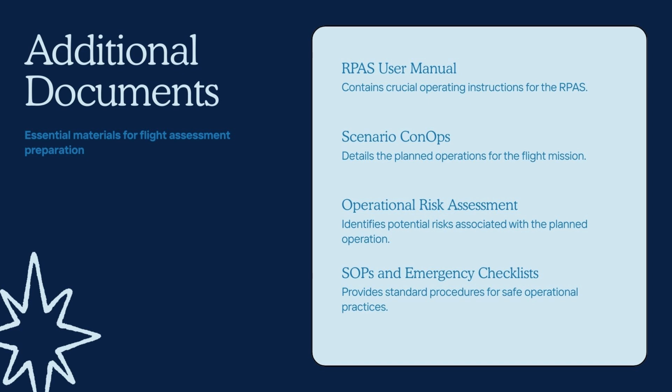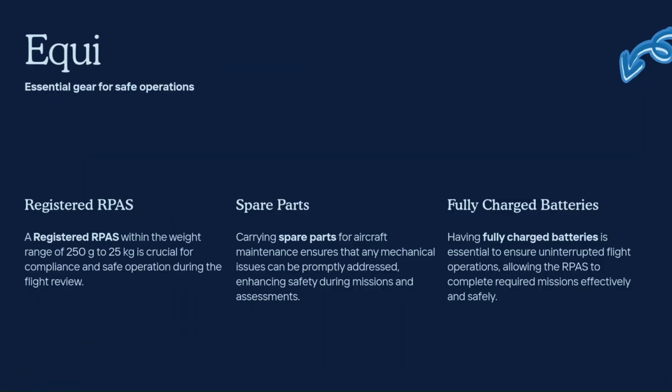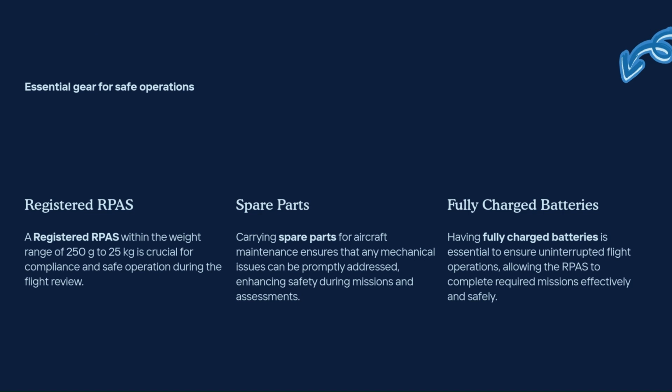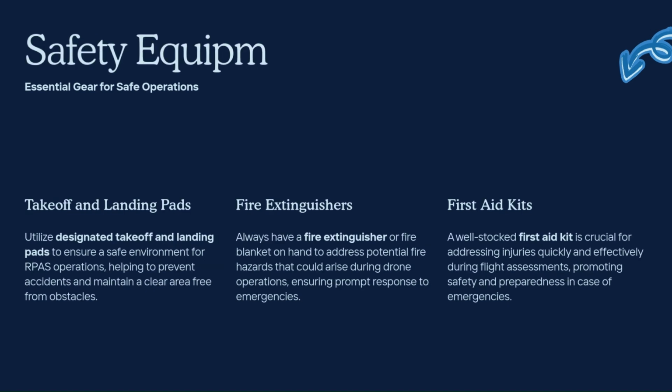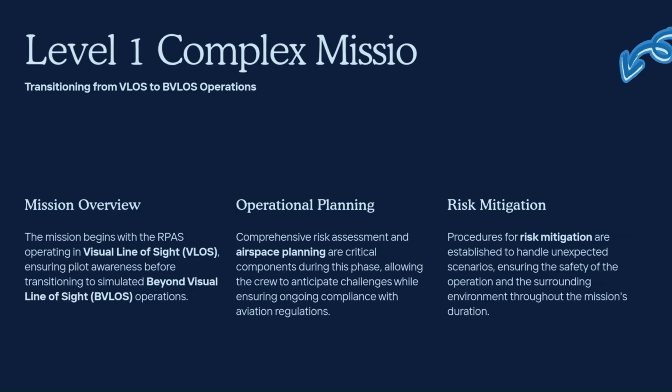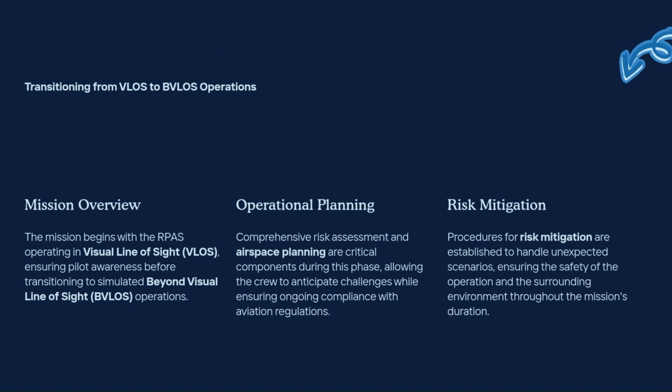Looking at two things: your operational risk assessment identifies potential risks associated with the planned operation, and your SOPs and emergency checklist provide your standard procedures for safe operational practices. Looking at essential gear, you're going to want to have your takeoff and landing pads, your fire extinguishers, and first aid kits. In addition, when you're transitioning from VLOS to BVLOS operations, you want to ensure that you have a mission overview, operational planning, as well as risk mitigation.